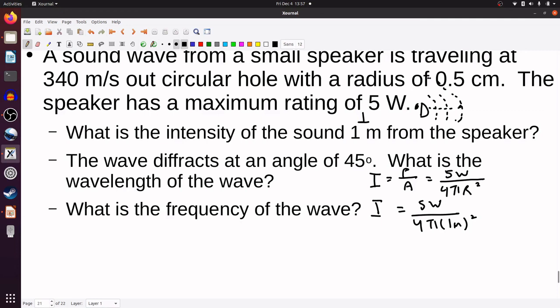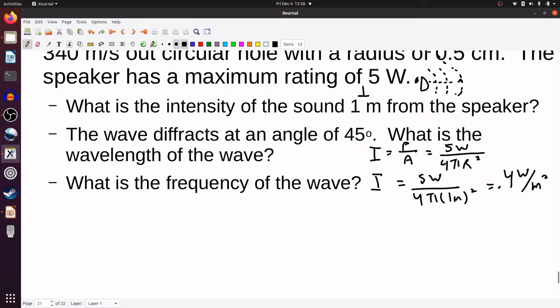So 5 divided by 4, divide that by pi, 1 squared is 1, and that's going to give me, we're going to round it, 0.4. And the units is watts per square meter. And that gives you the intensity. That's how many watts per square meter of intensity you could expect from this speaker.